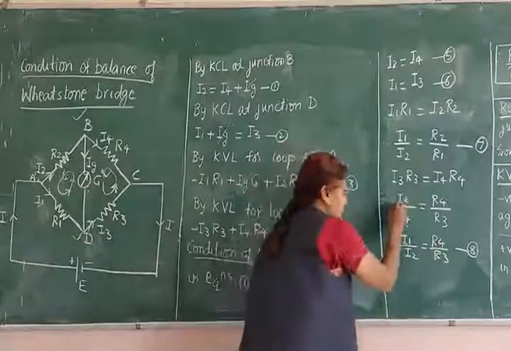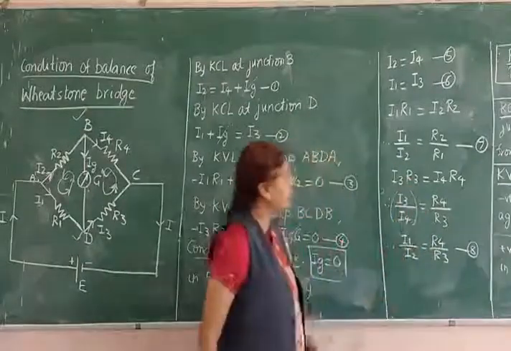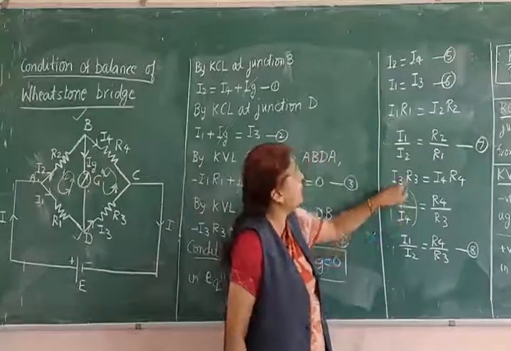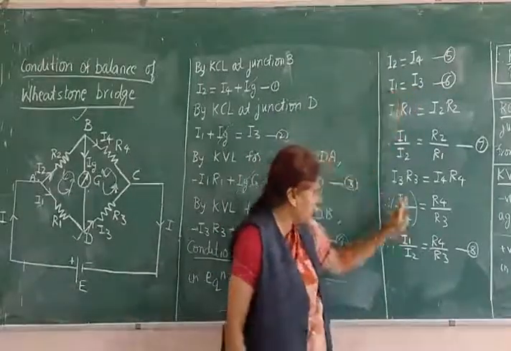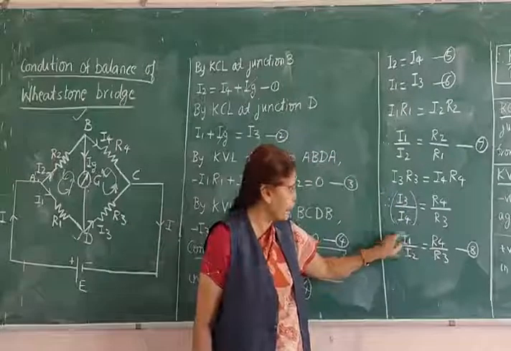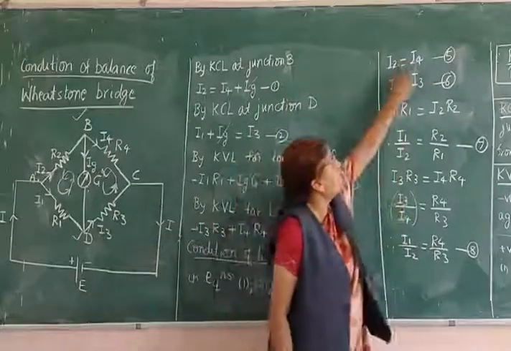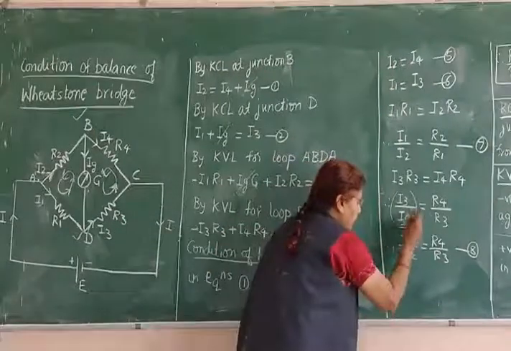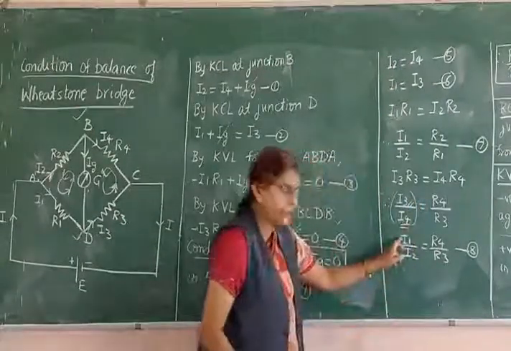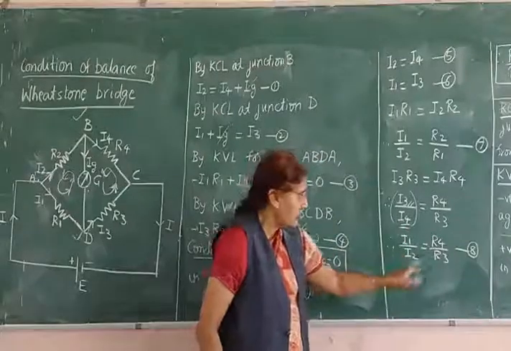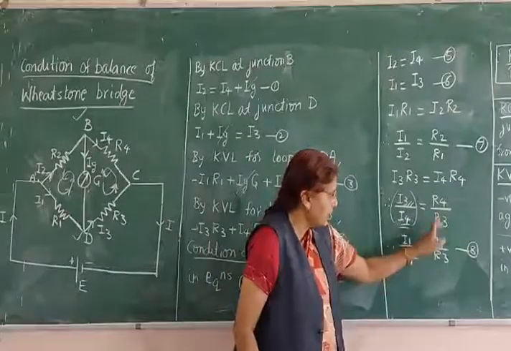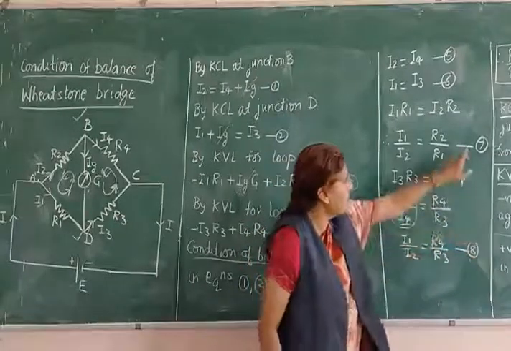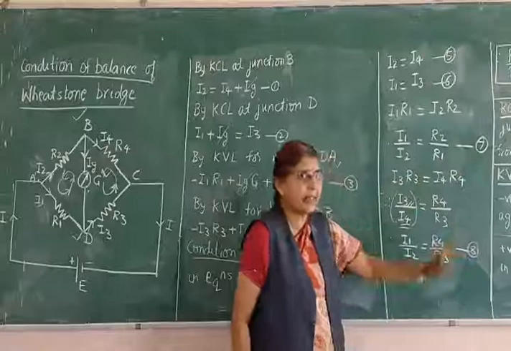Now for the term I3 upon I4, I shall make use of equations 5 and 6. I3 is equal to I1, so for I3 I have written I1. I4 is equal to I2, so for I4 I have written I2. I have substituted for both I3 and I4 and get I1 upon I2. So I got I1 upon I2 is equal to R4 upon R3. Let me call this equation 8. This is equation 7 and this is equation 8.